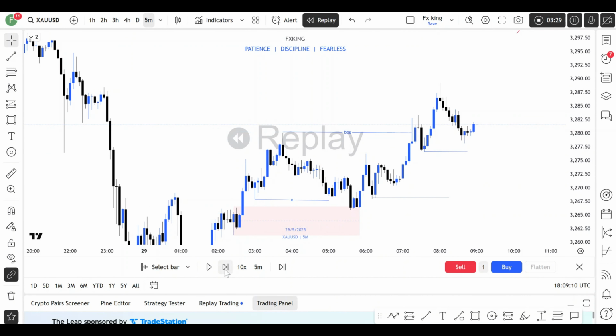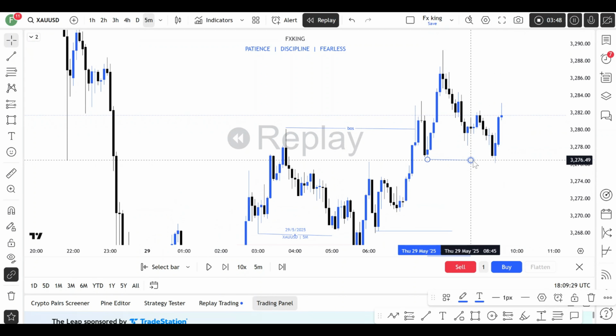If I play price along, basically what you see here is the market has swept this low at this level. The market swept this low. This is our sweep of our inducement, and after sweeping this low, the market went ahead to take out our first high. So this is the change of character at this level.